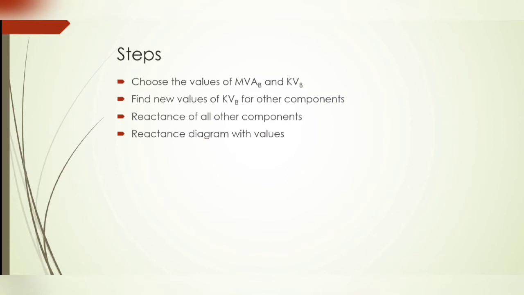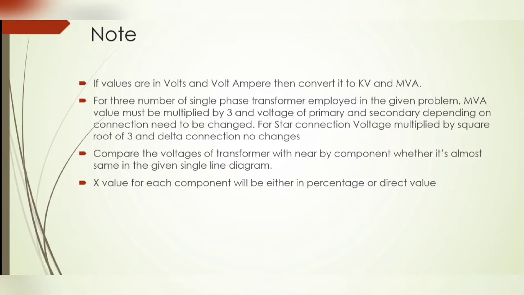For a transmission line, X PU new is equal to X actual divided by X base, and for other components, X PU new is equal to X PU old into MVA base new divided by MVA base old, into KVB square old divided by KVB square new. And the last step is the reactance diagram with values.